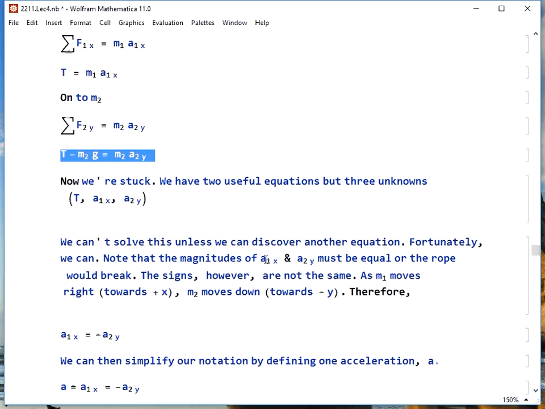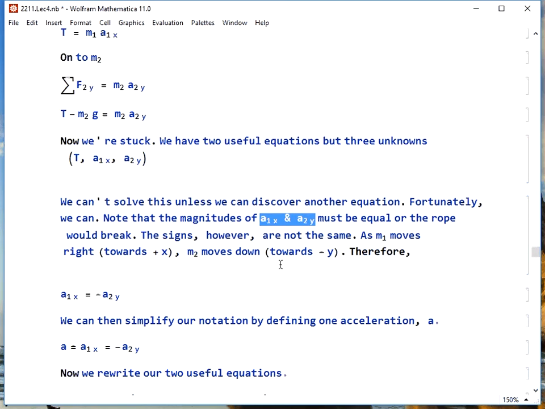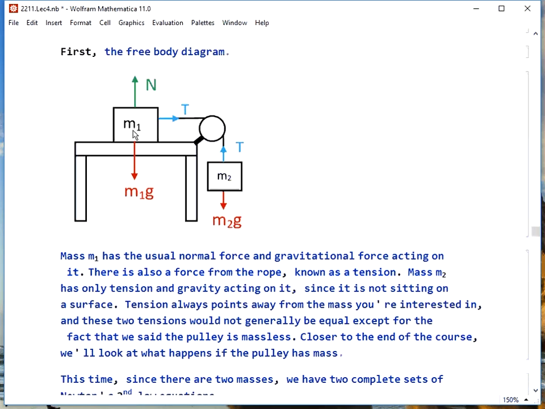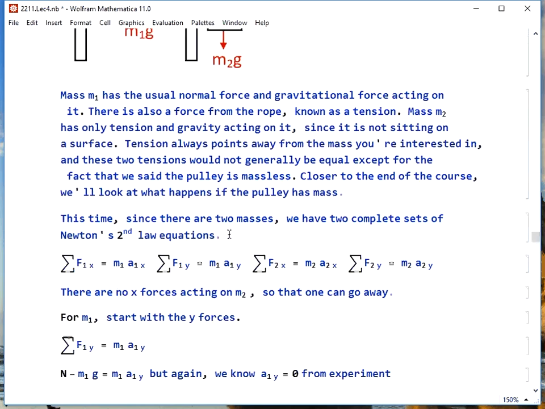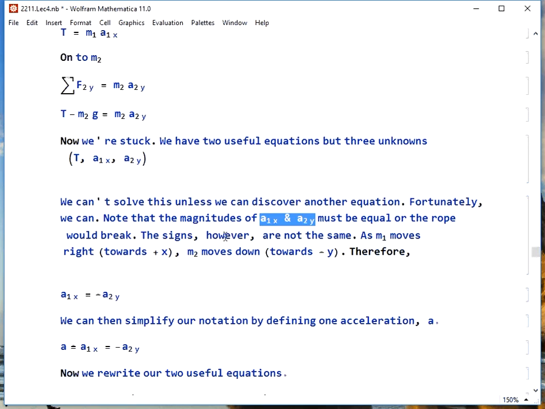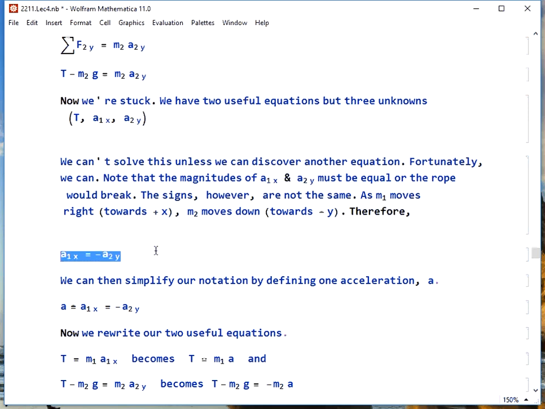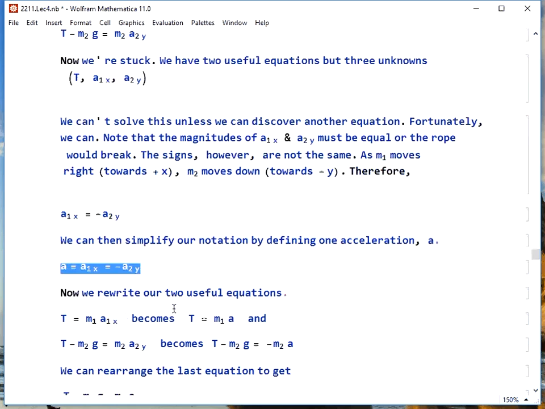And what that would be, we notice that a1x and a2y have to have the same magnitude. They have to be accelerating at the same rate or the rope will break. The signs don't have to be the same. As the block m1 moves to the right, a1x will be positive, but m2 will fall, and that means a2y will be negative. So, since we have this relationship between the accelerations, we could just define one acceleration a and say it's equal to a1x or negative a2y.